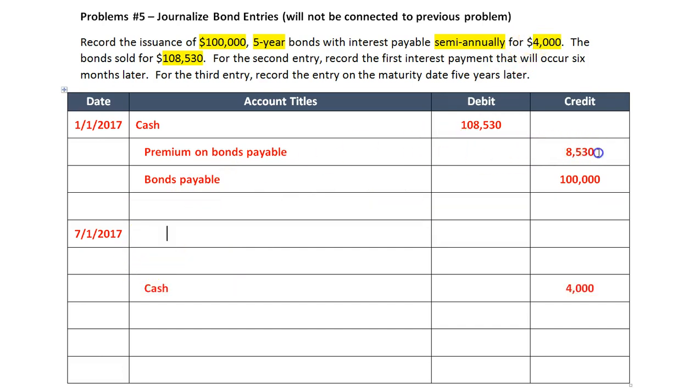We need to amortize that premium, so we're going to take this number divided by the total number of periods. There's 10 total periods here, so we're going to take the amount of the premium divided by 10. And we're going to amortize it. That means it's going to be on the other side. This is on the credit side, so we're going to see 1/10 of that number on the debit side, and it will be to premium on bonds payable. Then interest expense would just be the number that balances it, so it would be 4,000 minus 853 equals 3,147.